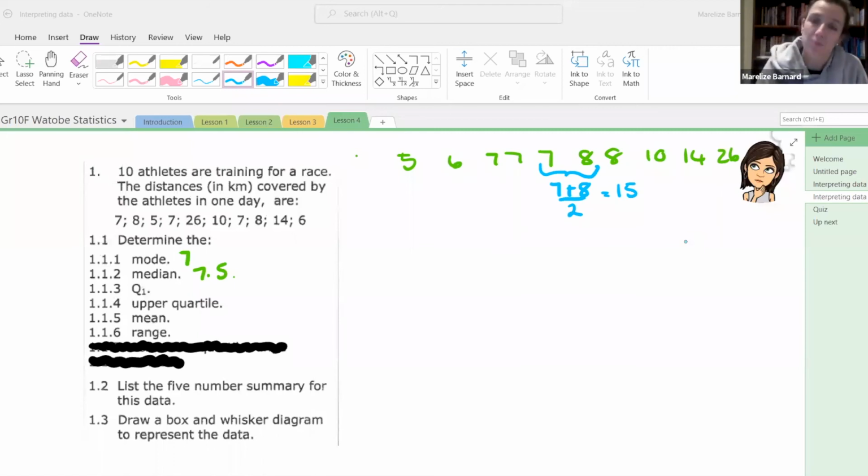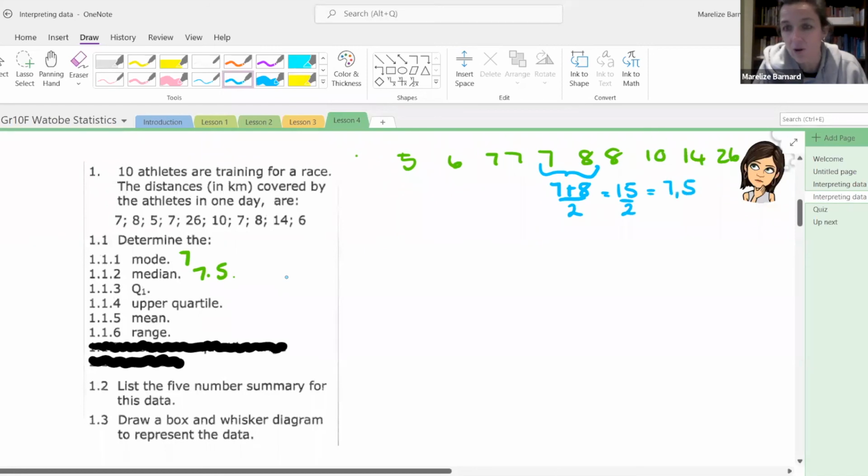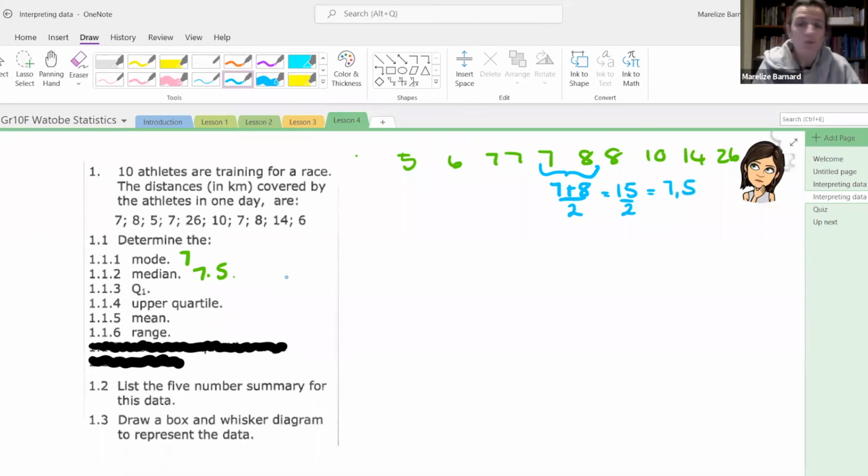So Awa said n plus 1 divided by 2, so you get 5.5. But remember, that number is not the actual median. It is the position in the sequence of your data where the median is located. So you have to count 1, 2, 3, 4, 5.5. So it's halfway between the 5th and the 6th data value. So that is 15 divided by 2. That gives us 7.5. So make sure you don't make that mistake. If you're using the formula, it often happens that people think that that's the median.